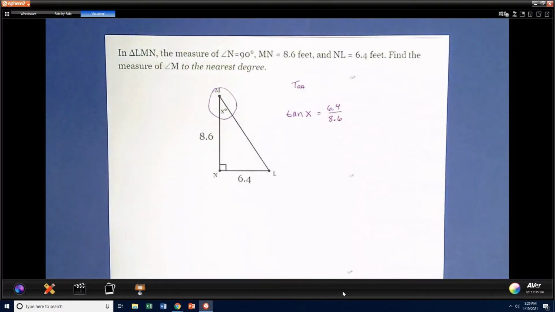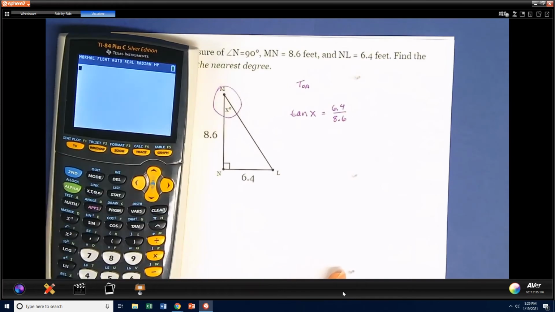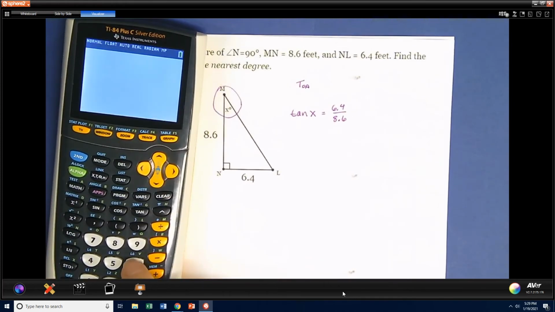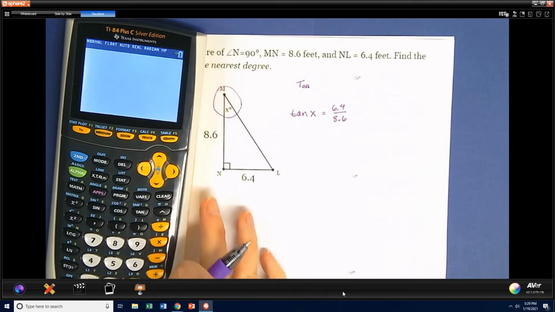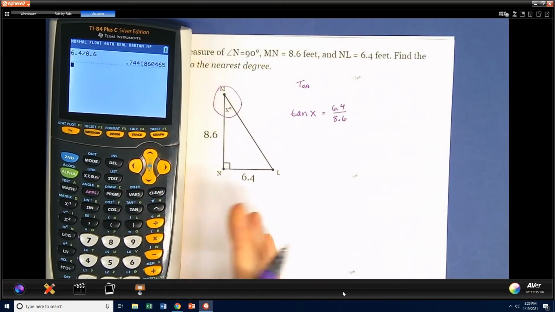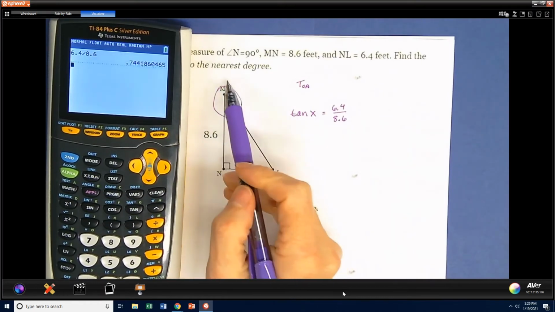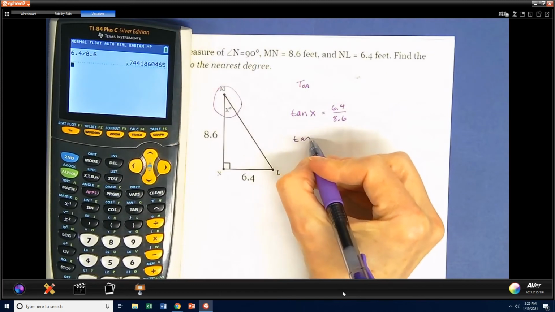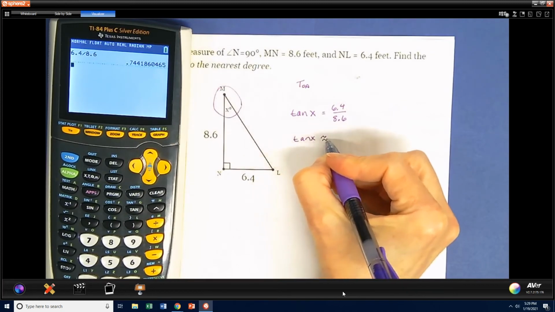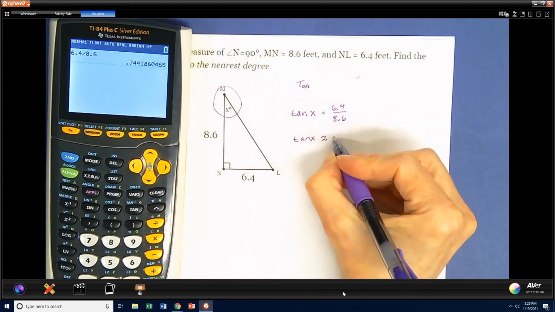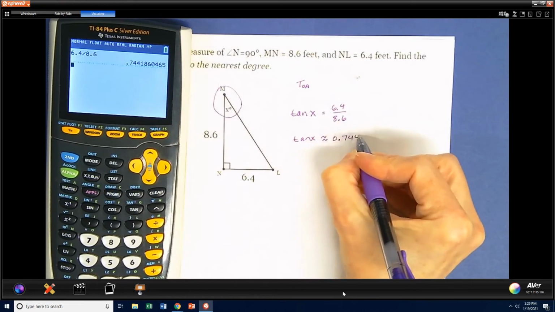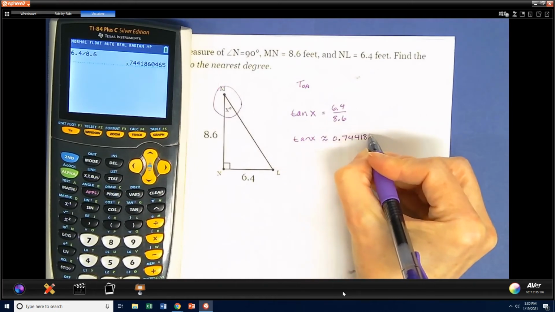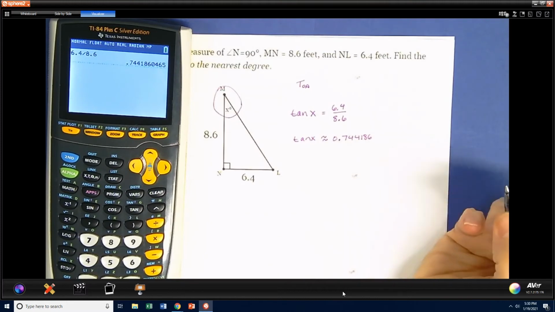Let's try a different one this time. Let's try one of these exceptionally fancy calculators. I'm going to do 6.4 divided by 8.6. I'm going to get my decimal. Again, for our purposes, since our final answer is going to be rounded to the nearest degree, we can just go ahead and round it off to about 4 decimal places, which should be enough. 0.7441. Well, let's go further. 86. Ooh, life is exciting.